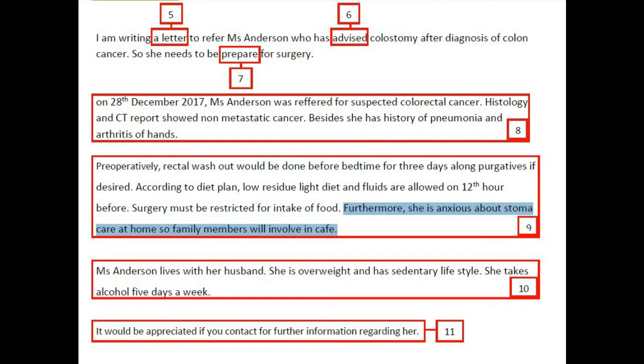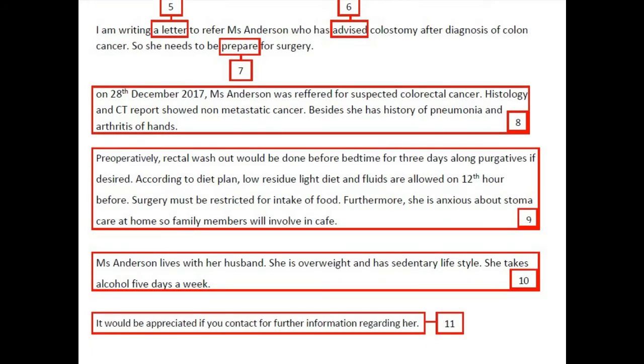It made it a totally absurd one. The last paragraph says, "Miss Anderson lives with her husband. She is overweight and has sedentary lifestyle. She takes alcohol 5 days a week." Here all this information are totally out of the box and we don't have to mention it because the main motto of this letter is to request a surgery preparation for a lady who is scheduled to undergo the surgery in 3 days time. This patient has a proper plan for this 3 days, which is explained in the case note under the sections objectives and plan, and none of this information are included in this letter and instead explain totally irrelevant things.